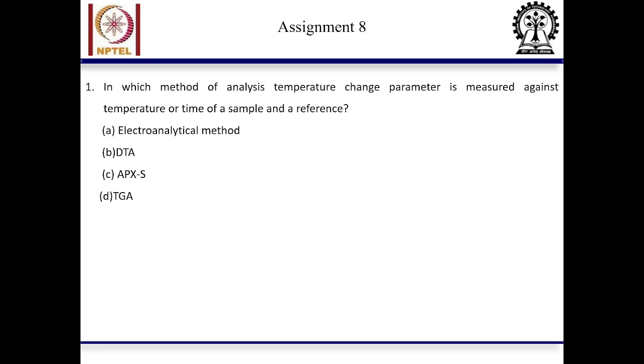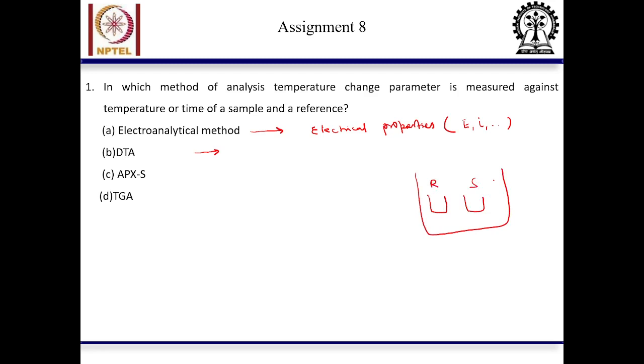So what is the electroanalytical method? In this, we basically study the electrical properties, like voltage, current, etc. Right? In DTA, basically we take one reference sample. We have a reference sample and we have the sample.